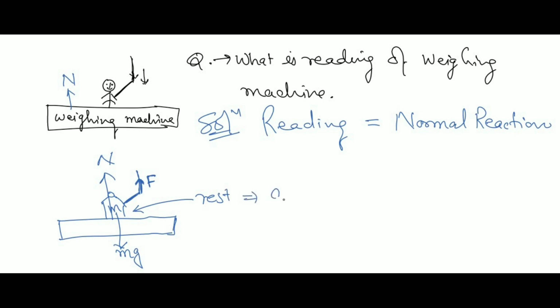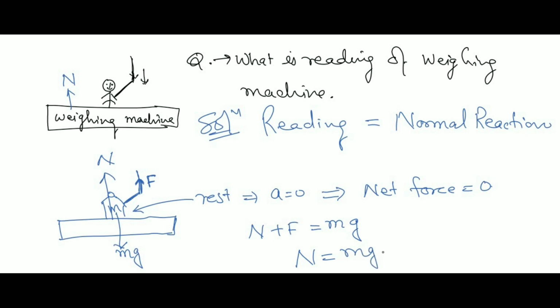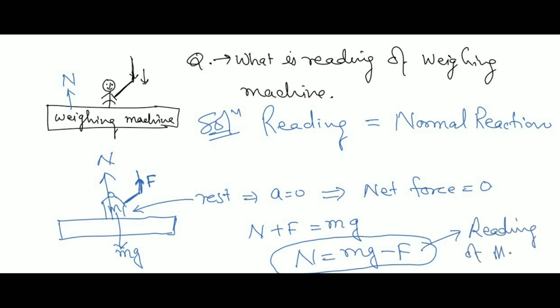It means that the acceleration of the person is zero. This implies that if acceleration is zero, then net force is equal to zero. So net force equal to 0 means N plus F must be equal to mg. The net upward force and the net downward force should balance. So from here, the normal force is equal to mg minus F. This is the reading of the weighing machine.